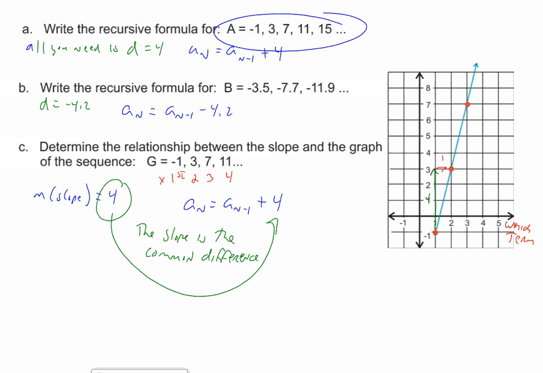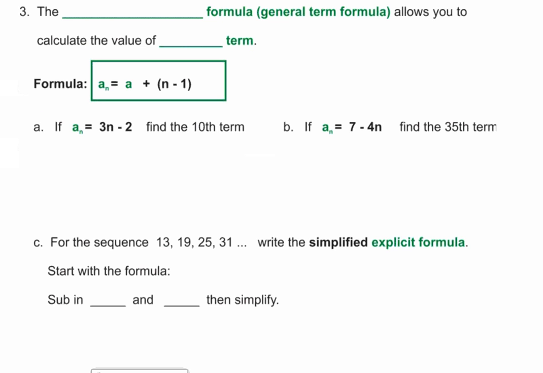So if they gave you a line and said, write the recursive formula, remember, all you need to write a recursive formula is the common difference, which is the slope. So just read the slope and write a sub n equals a sub n minus 1 plus the slope. Voila, you've got the recursive formula for an arithmetic sequence. Awesome. All right, then the other aspect is the explicit formula.